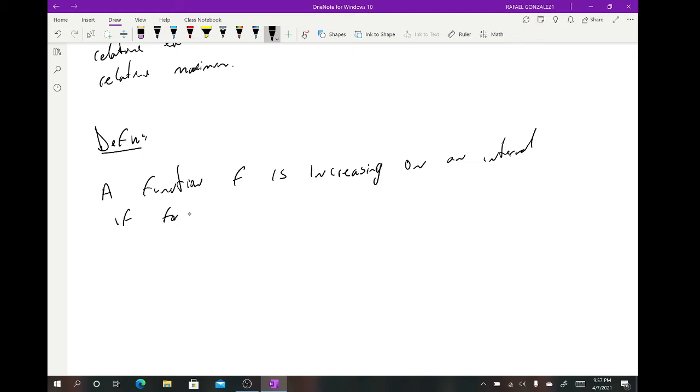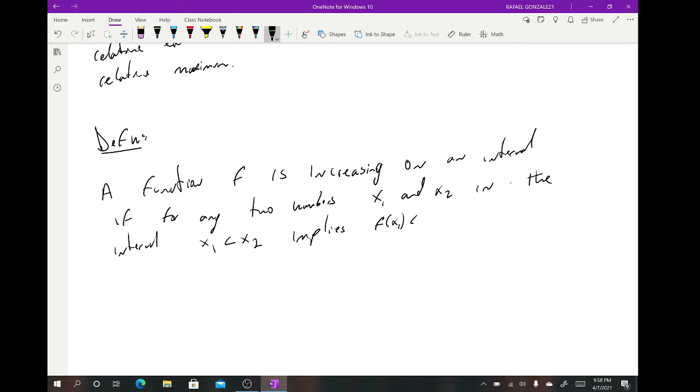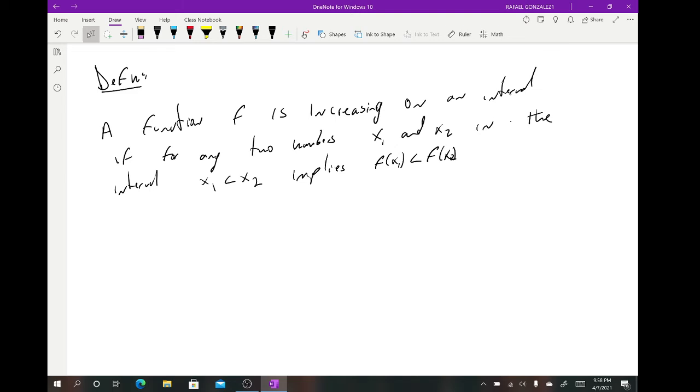if for any two numbers, let's call them x1 and x2, on the interval, we have that x1 is less than x2 implies f of x1 is less than f of x2, meaning that the function preserves the order.